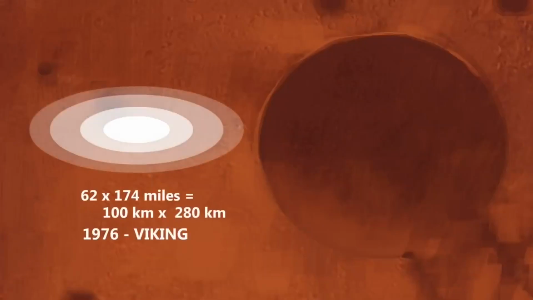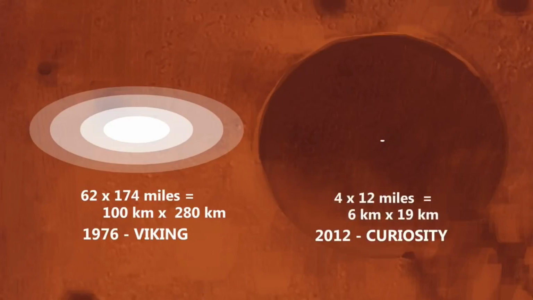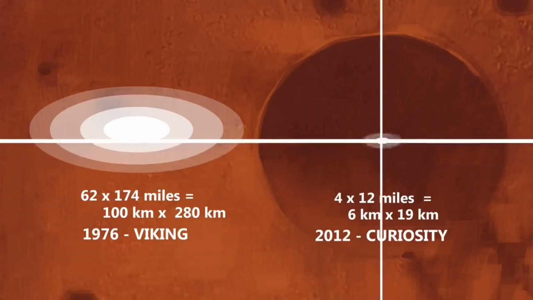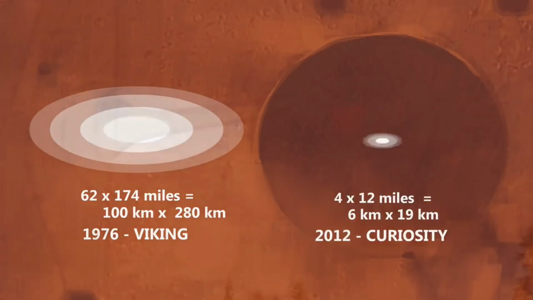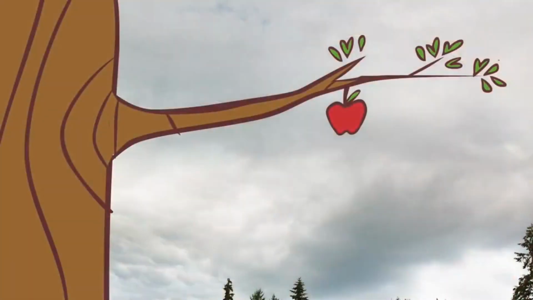In 2012, the landing ellipse for the Curiosity lander was only 4 miles wide by 12 miles long, an area more than 200 times smaller than Viking's. This allowed NASA to target a specific spot in Gale Crater, a previously unlandable area of high scientific interest.